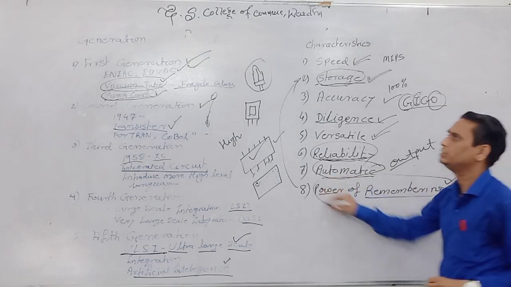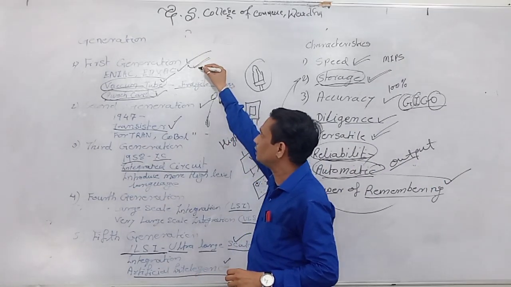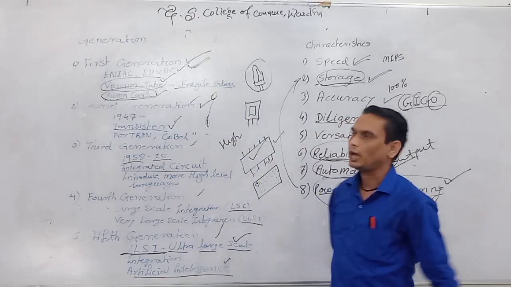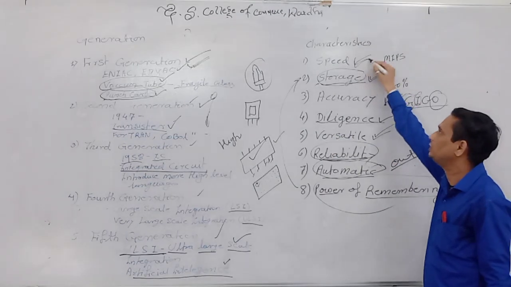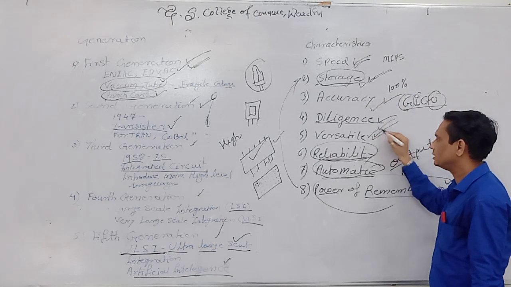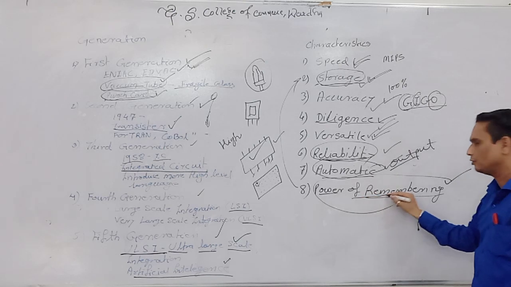So in this lecture we discussed the generations. We have 5 types of generations: first, second, third, fourth and fifth, as well as the characteristics of a computer, that is speed, storage, accuracy, diligence, versatility, reliability, automatic and power of remembering.